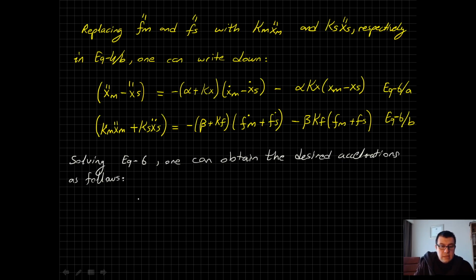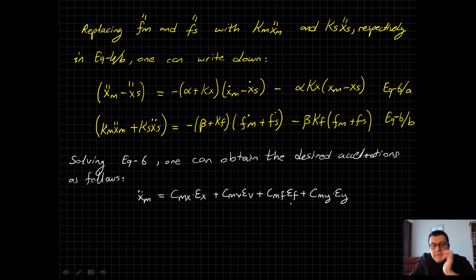Well, that is x master double dot is equal to cmx, I'll call those coefficients, coefficient of master in position control times ex, plus cmv times ev, plus coefficient of master side in force times error in force, plus coefficient of master side in yang, we call it yang, times ey. Yang is the derivative of force. I'll explain this in the next slide.